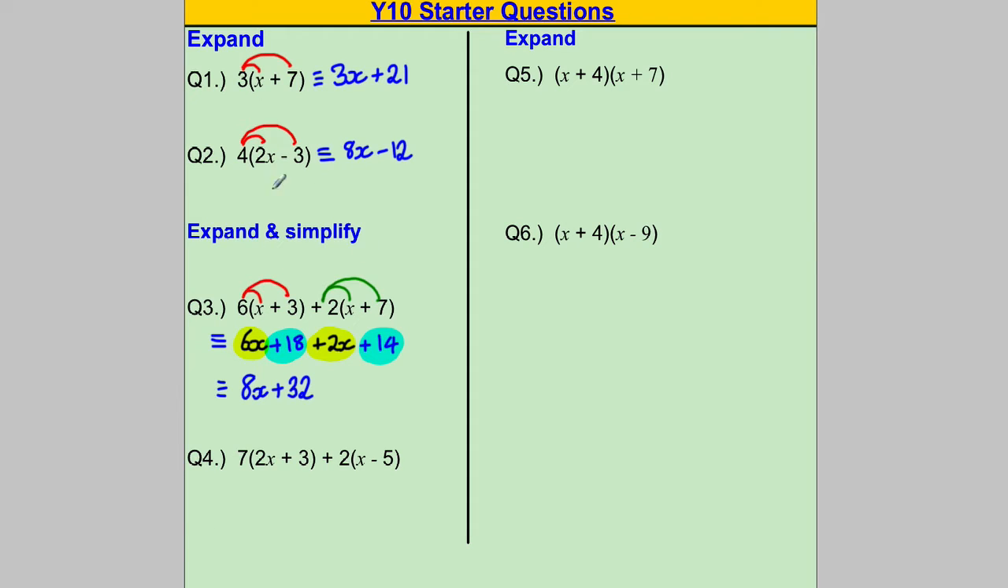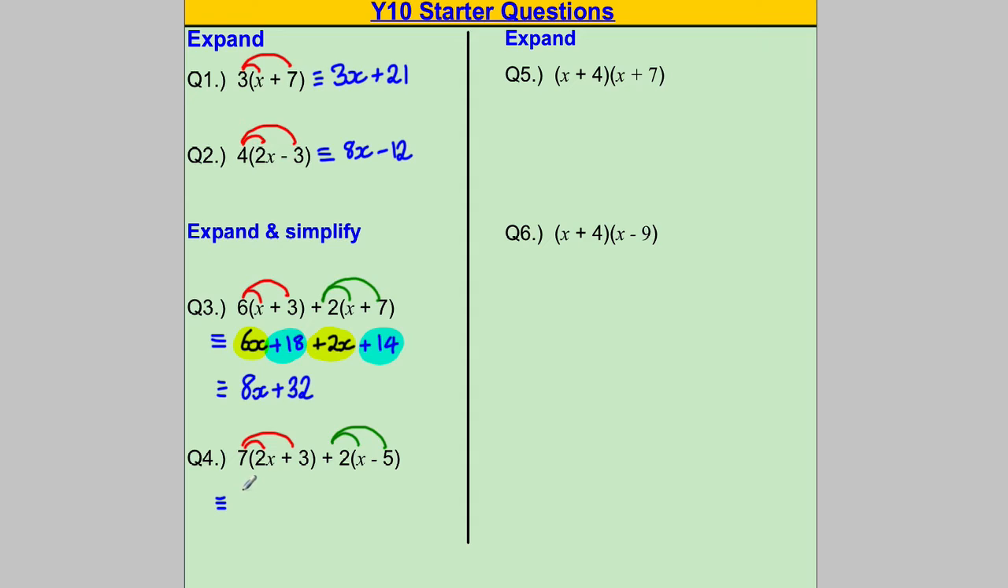Okay, next one. We're going to do 7 multiplied by 2x and 7 multiplied by positive 3. And then we're going to do positive 2 multiplied by x and positive 2 multiplied by negative 5. Identity symbol here. Let's write our terms directly underneath where they have arisen from.